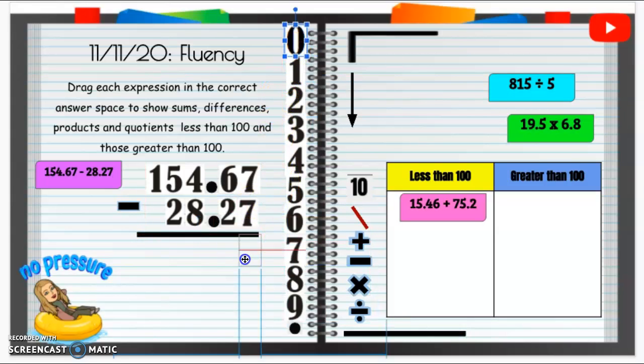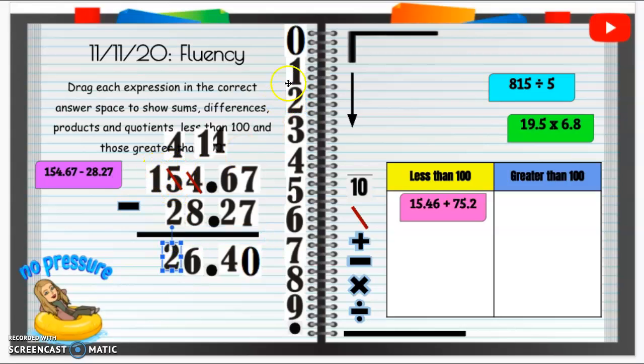7 minus 7 is 0. 6 minus 2 is 4. Drop that decimal down low. 4 minus 8 we cannot do, so we've got to borrow. That 5 becomes a 4 to make that 4 a 14. So 14 minus 8, I know that's 6. 4 minus 2 is 2. 1 minus 0 is 1. So 126 and 40 hundredths, or 4/10.